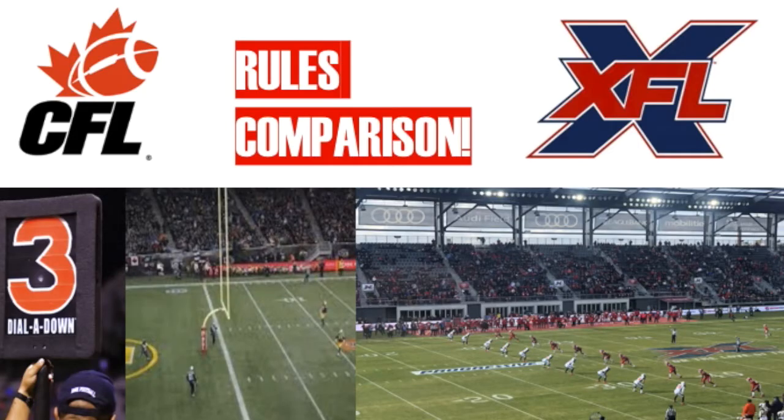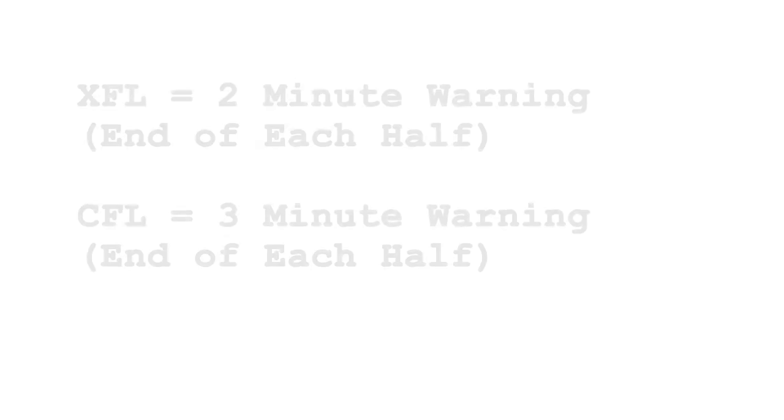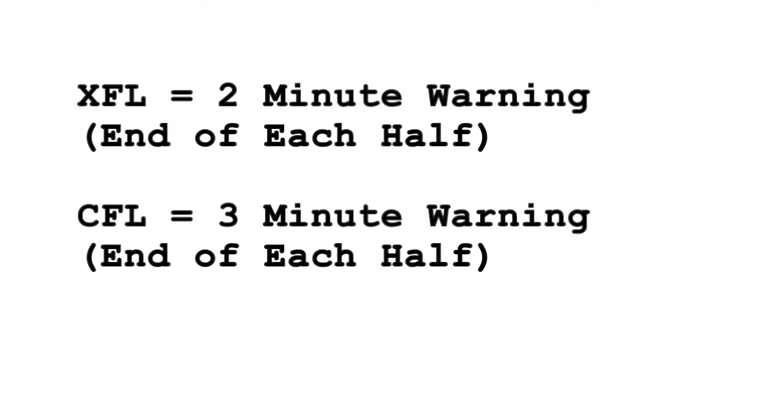Okay, I lied. There's one more timing detail difference. The XFL has a time stoppage with 2 minutes left in each half, referred to as the 2-minute warning, while in the CFL there's a 3-minute warning.